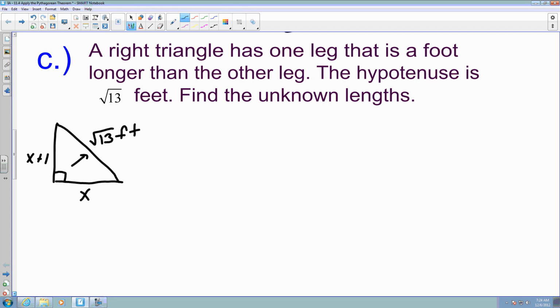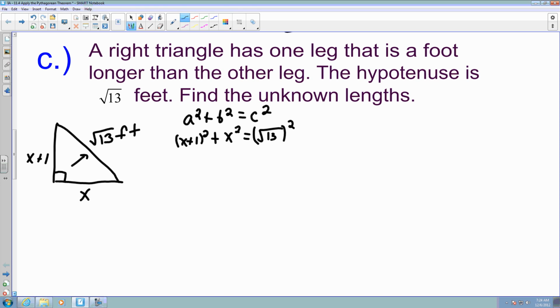And again, we're going to apply the Pythagorean theorem, which is a squared plus b squared equals c squared. So let's make our a be x plus 1, and then I'm going to square it, plus x, and I'm going to square it, equals the square root of 13 squared.